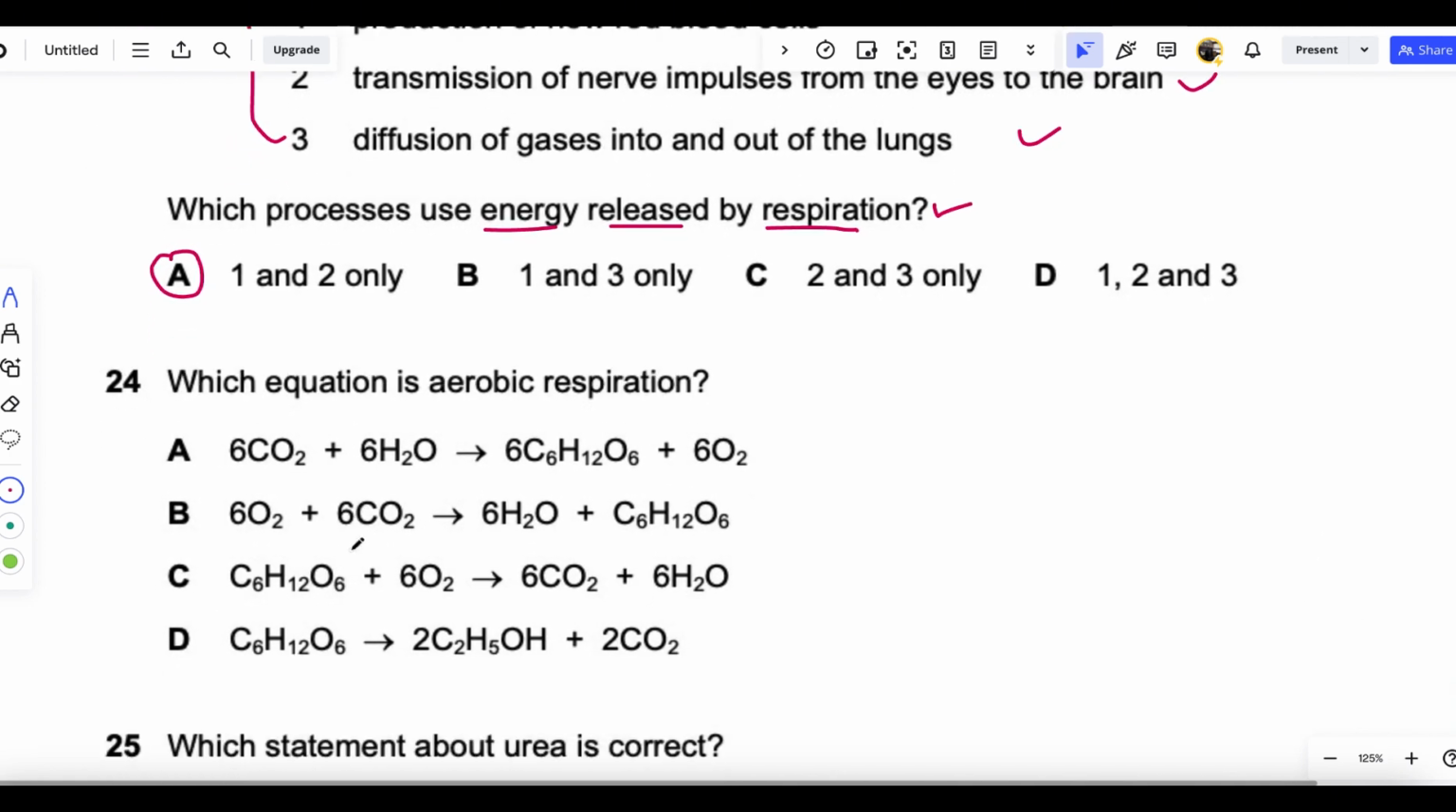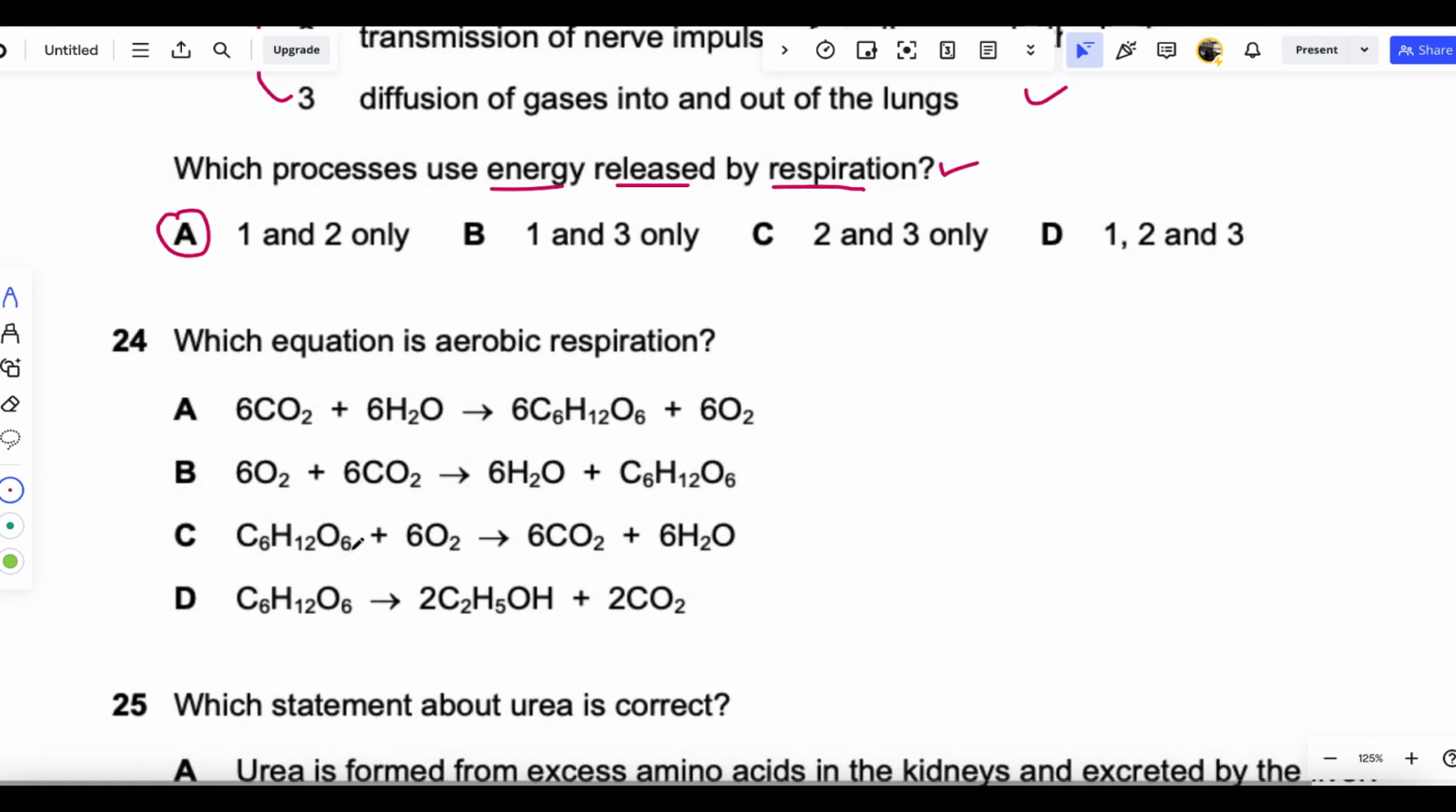Now we go to question 24. Which equation is aerobic respiration? We know aerobic respiration, right? So this one is wrong. Carbohydrate will react with oxygen to produce carbon dioxide and water plus energy. This one reacts with oxygen to produce carbon dioxide and water. This is anaerobic. So the answer is C. The correct answer is C. Okay? Carbohydrate reacts with oxygen to produce carbon dioxide and water plus energy, ATP.